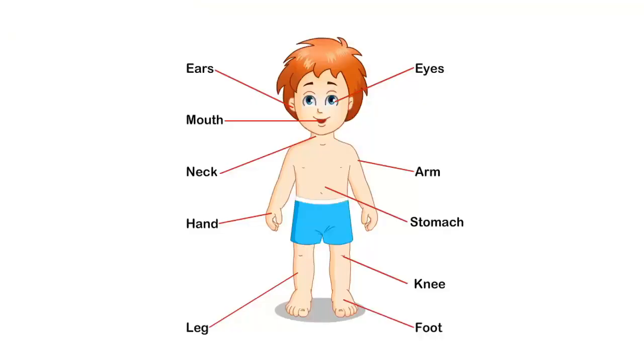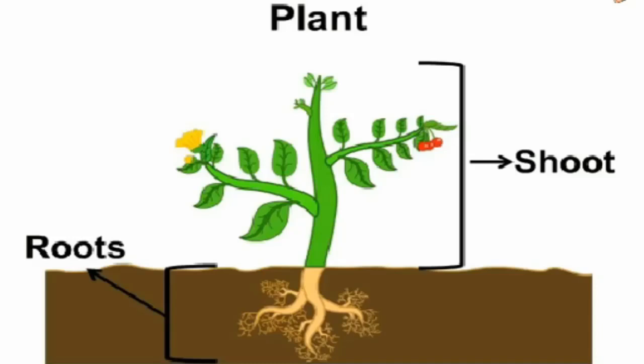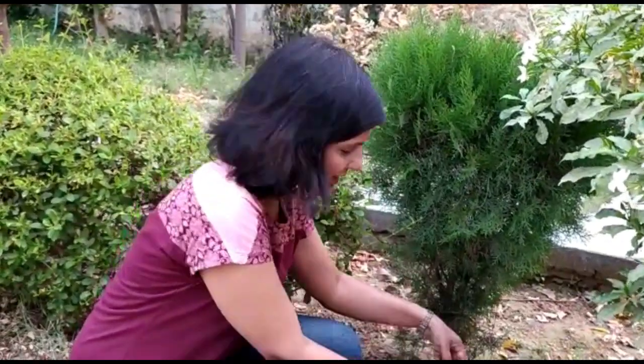structure. Like our body is made up of several parts, each part has its own work to do. In the same manner, plants also have different parts to do different tasks. There are two major parts of a plant. One which is visible above the ground, known as shoot, and the one which is below the ground, known as root. Today, we will learn about the part of the plant that grows below the soil.